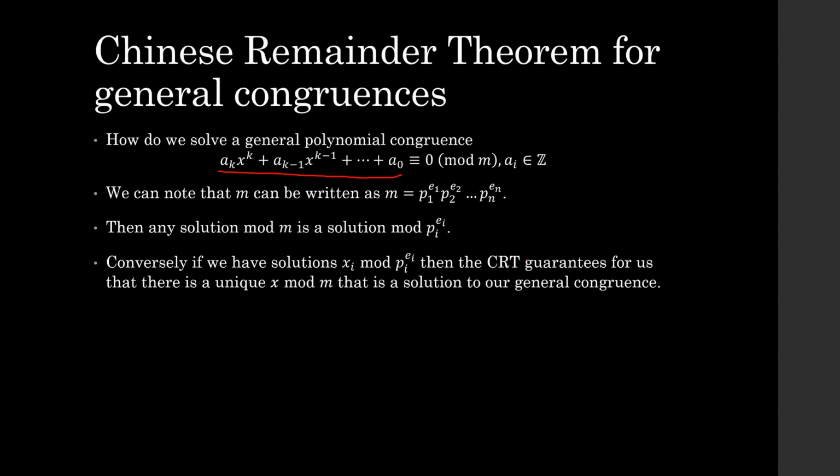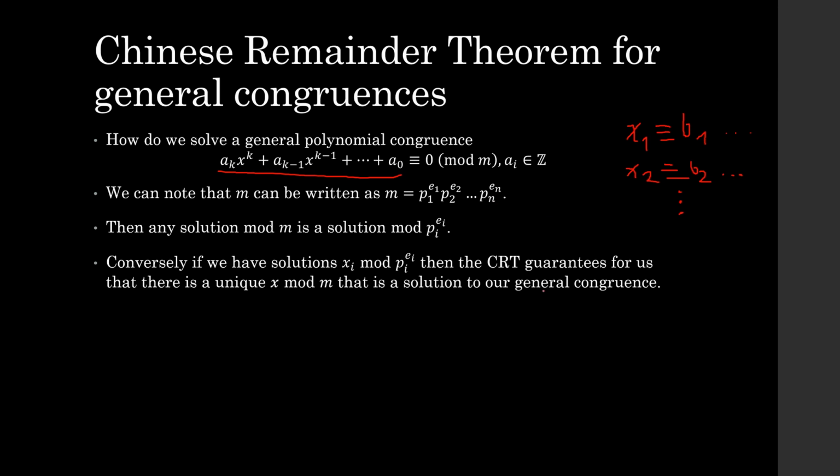What we're more interested in, though, is the converse. Namely, if we have solutions x_i mod p_i to the e_i, so we've got some solution x_1 mod p_1 to the e_1, some solution x_2 mod p_2 to the e_2, and so on, well, then we can really just use our Chinese remainder theorem, right? Because we'll have a system, like x is congruent to, we've already used a, so let's call it b_1, mod p_1 to the e_1, and x congruent to b_2 mod p_2 to the e_2, and we can keep going until we get to p_n to the e_n.